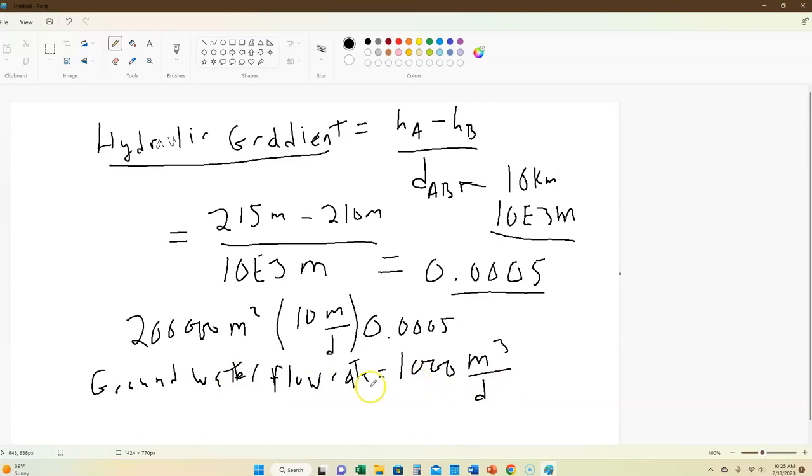All right, so there's a full example of Darcy's law. Make sure you know how to do this. All right, very good.